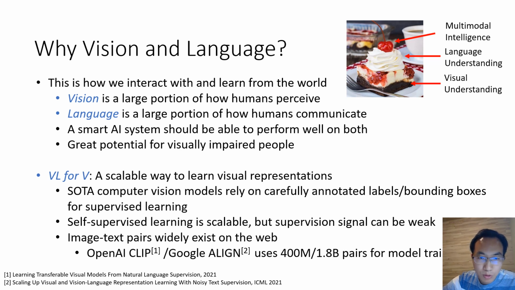Traditionally, state-of-the-art computer vision models rely on carefully annotated labels or bounding boxes for supervised learning. And recently, self-supervised learning is really popular, and it is a scalable way to learn image encoders. But the supervision signal can be weak. On the other hand, another line of work, OpenAI CLIP or Google ALIGN, have been using large-scale noisy image text pairs that can be crawled from the web. And they show that by using these noisy image text pairs, high-quality visual representations can be learned.